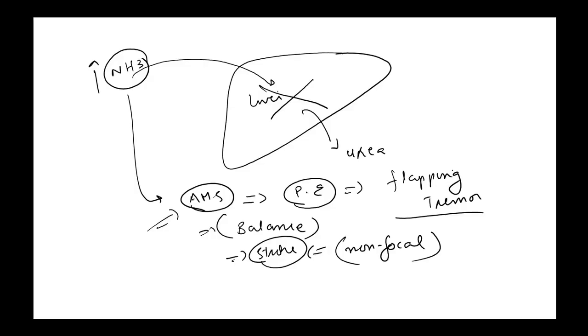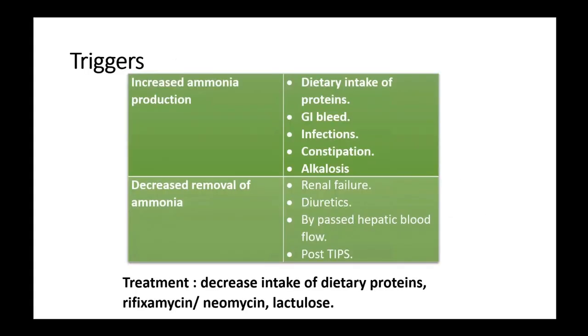What are the precipitating factors of hepatic encephalopathy? How did it happen? Why did it happen? So there are so many risk factors. So what are the precipitating factors? So there are things which can increase ammonia level in the body. So liver is already not functioning. Liver is not converting ammonia into urea. So ammonia level is already high.